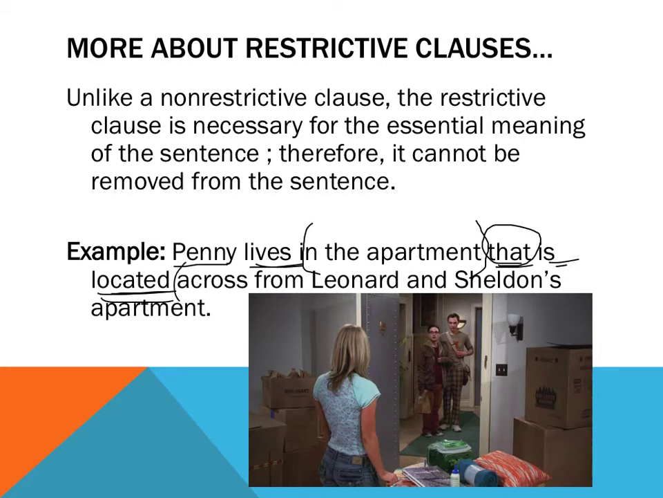And then we have another long prep phrase, across from Leonard's and Sheldon's apartment. Now, if you were to take out that is located across from Leonard and Sheldon's apartment, you would have Penny lives in the apartment. We don't know which apartment is being referred to. Therefore, we need that is located across from Leonard's and Sheldon's apartment for the sentence to truly make sense. The essential meaning will change if you take that clause away.